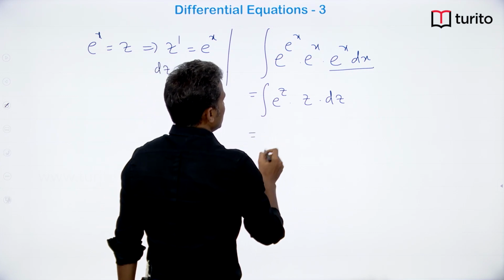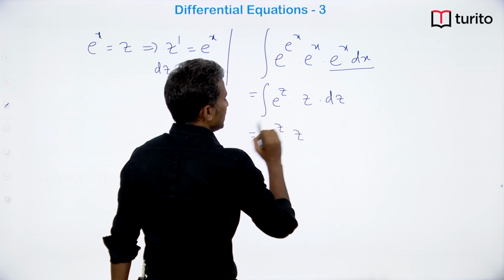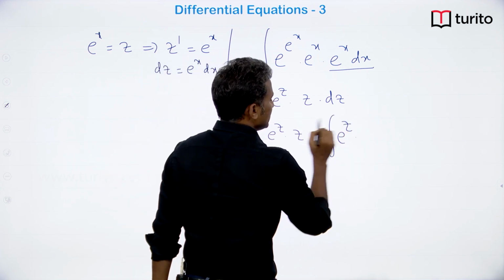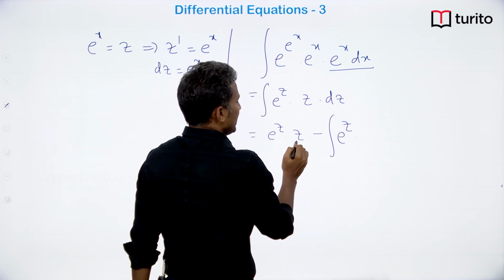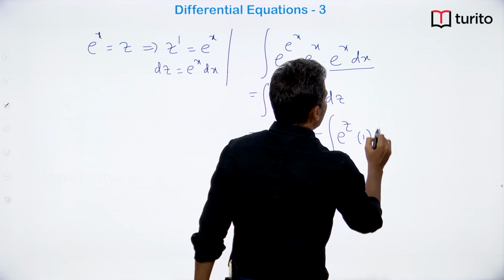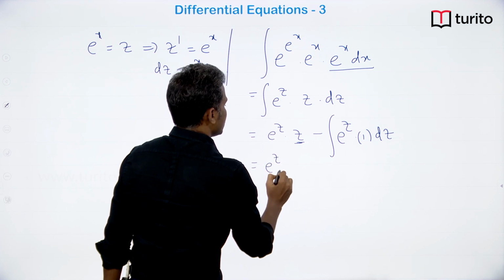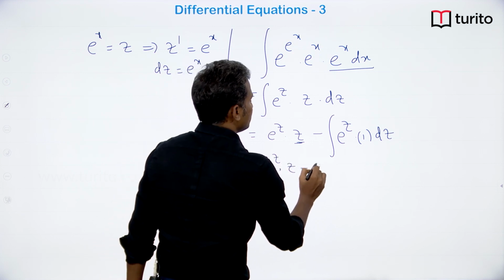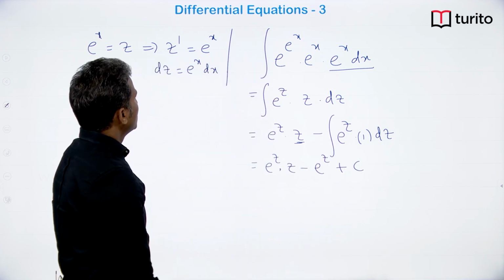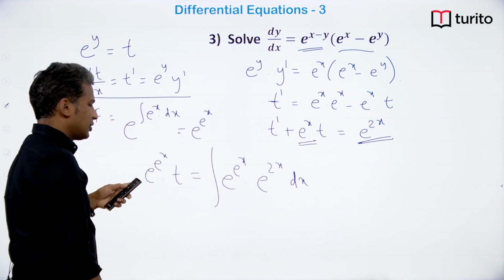So, how to do it? First integrate e raised to z, leave the other function, minus take the integral of the first function and differentiate the z with respect to z, it will be 1 into dz. So, this is going to give us e raised to z into z minus e raised to z plus c. Okay. So, this is our RHS, but what about LHS?